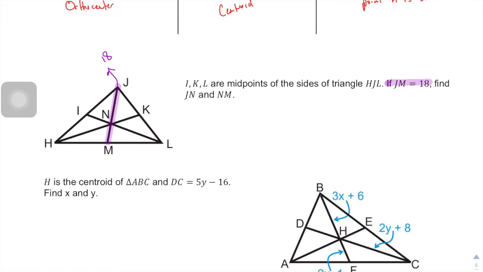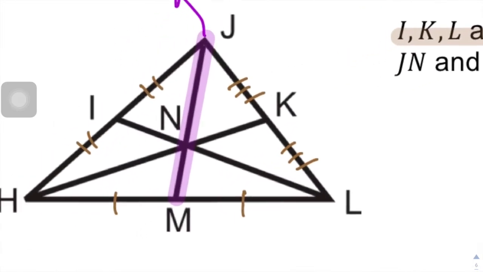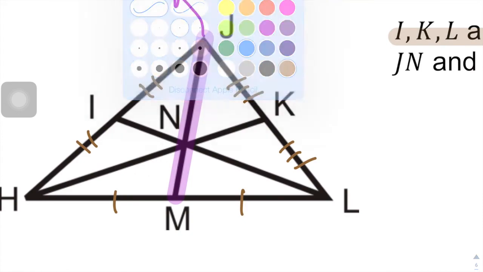Oh, and we should also make a note that I, K, L are midpoints. So let's mark them in the picture as midpoints. What does that make N? Because these are all medians, N is a centroid. That tells me then I'm going to want to use the centroid formula.